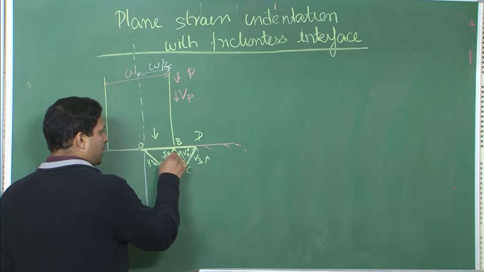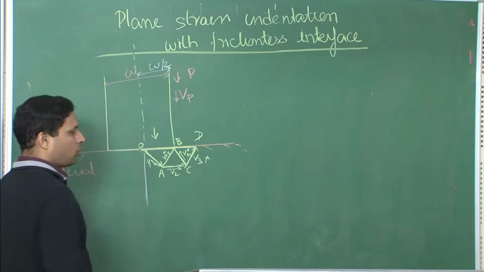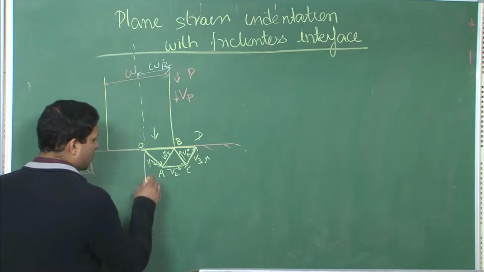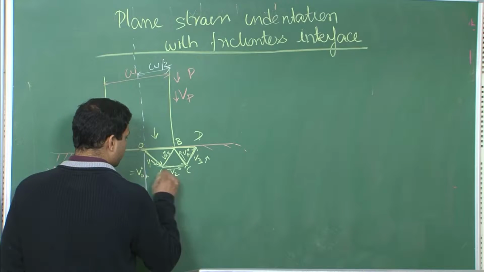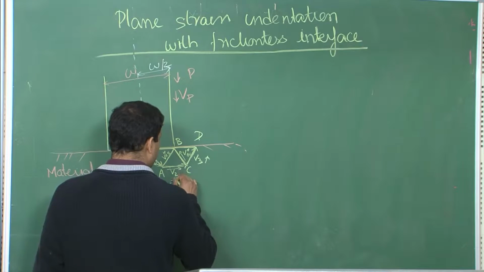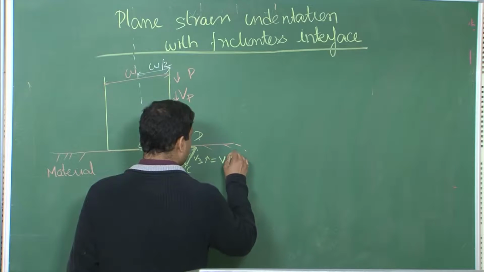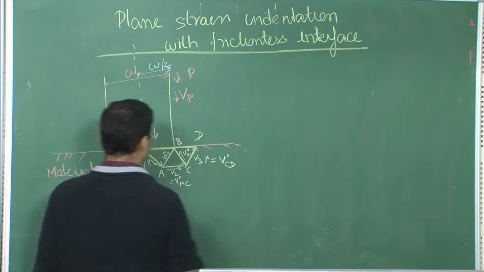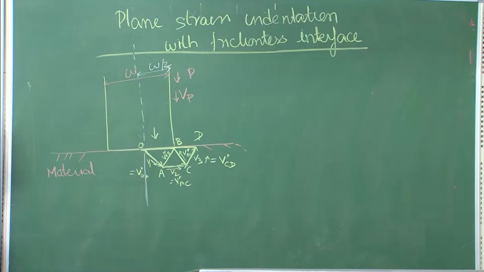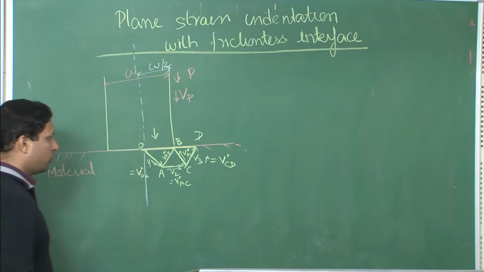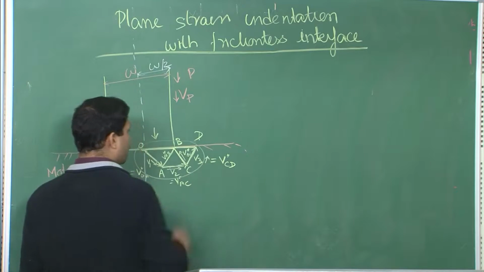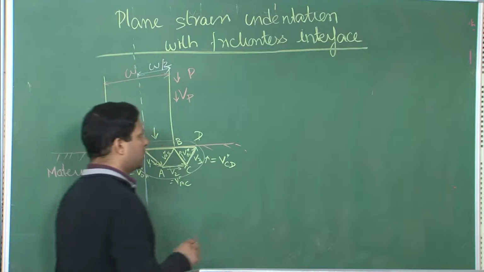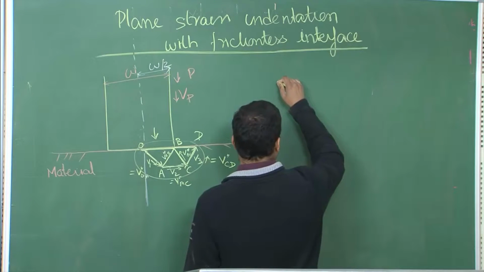So, we are representing these two as star, but these are also now as good as star. So, this V1 is equal to V star OA, V2 is equal to V star AC, V3 is equal to V star CD. Now, next, what do we have to see over here? Let me take this part and draw it in a little bit larger region.